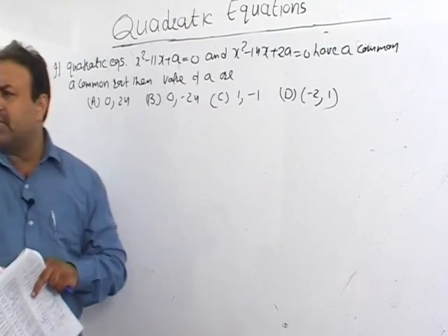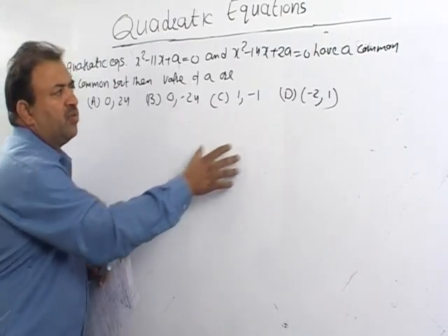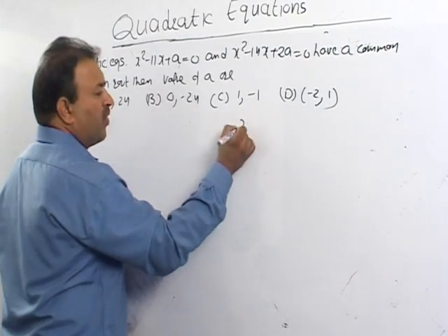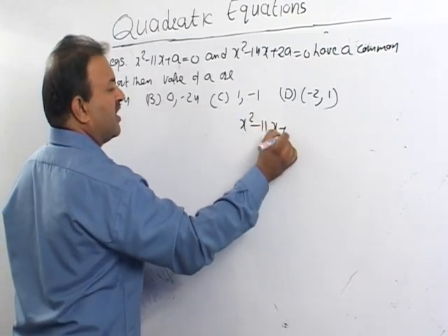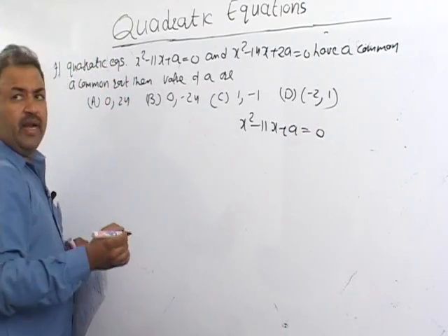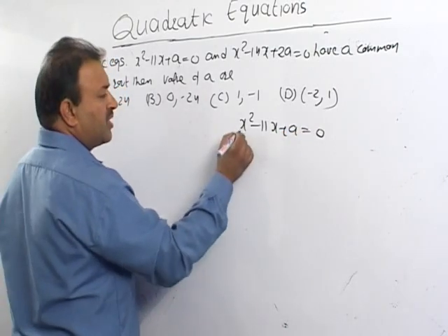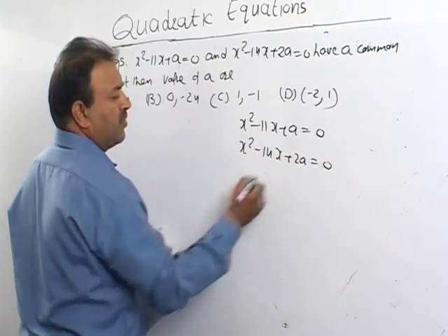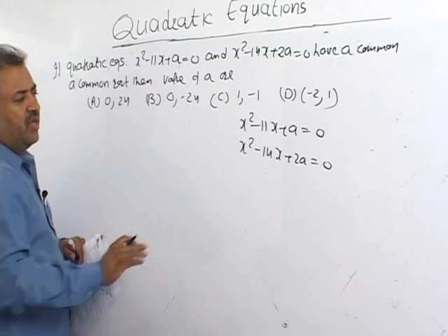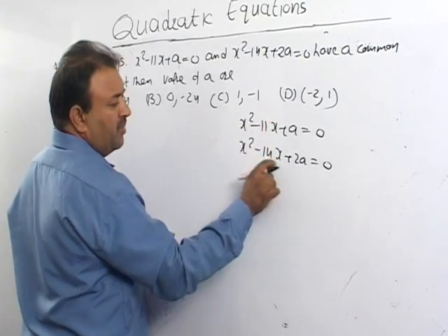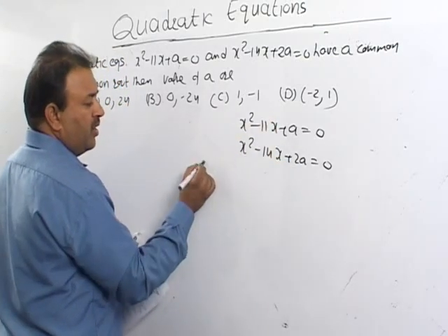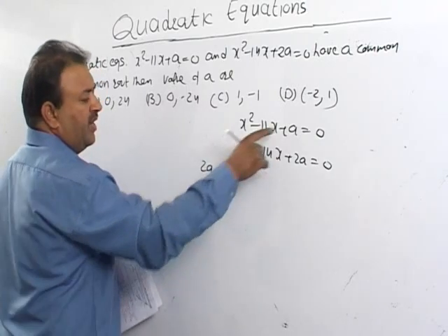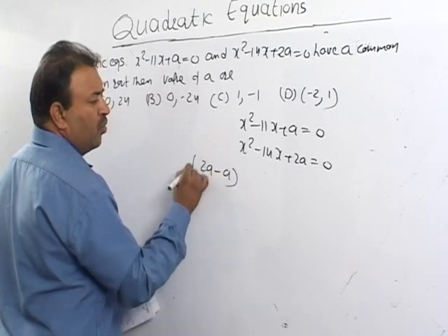The direct condition I have explained to you, we are going to apply it. The method is very simple. Write down one equation, x square minus 11x plus a is equal to 0. Then write down another equation just under it, x square minus 14x plus 2a is equal to 0. Now we apply the condition. Keep your hand on the middle term: 2a into 1 minus 1 into a, the whole square.